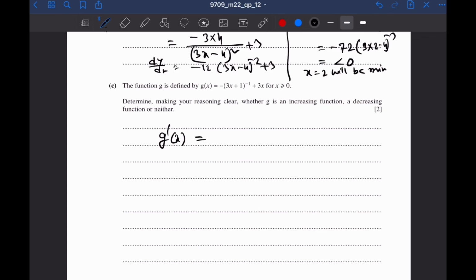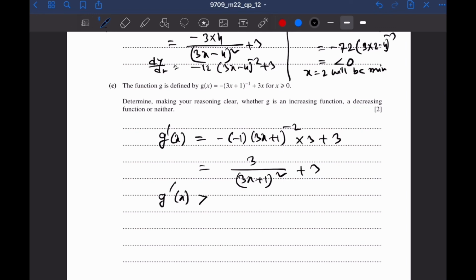If we differentiate this one, we can have minus 1 (3x plus 1) to the power minus 2 into 3 plus 3. Okay, we can write it as 3 by (3x plus 1) square plus 3, which is always greater than 0. Okay, so g(x) is an increasing function. Okay, thank you very much.